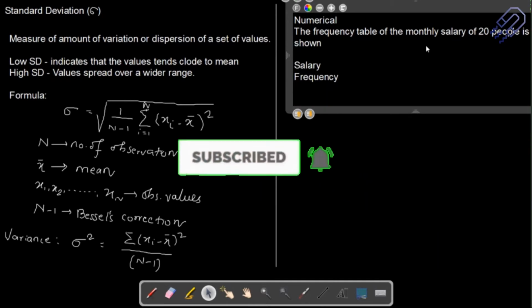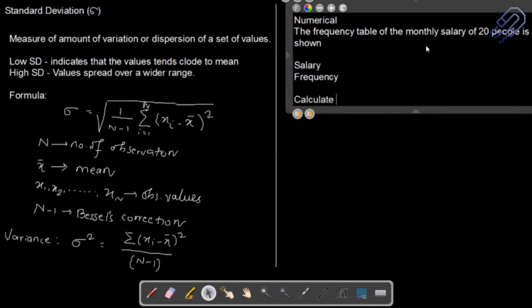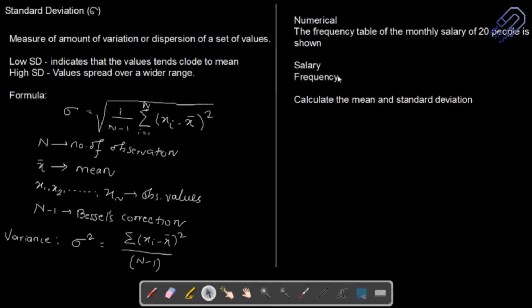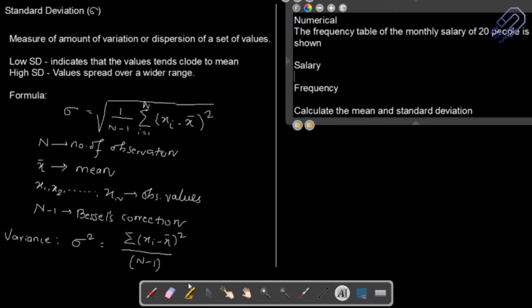The question says calculate the mean and standard deviation. So you have to just find out the mean and the standard deviation using this. Let's write down the values that are being provided. Maybe just to make it a bit more legible, I can take a gap here. I think that will be easy.